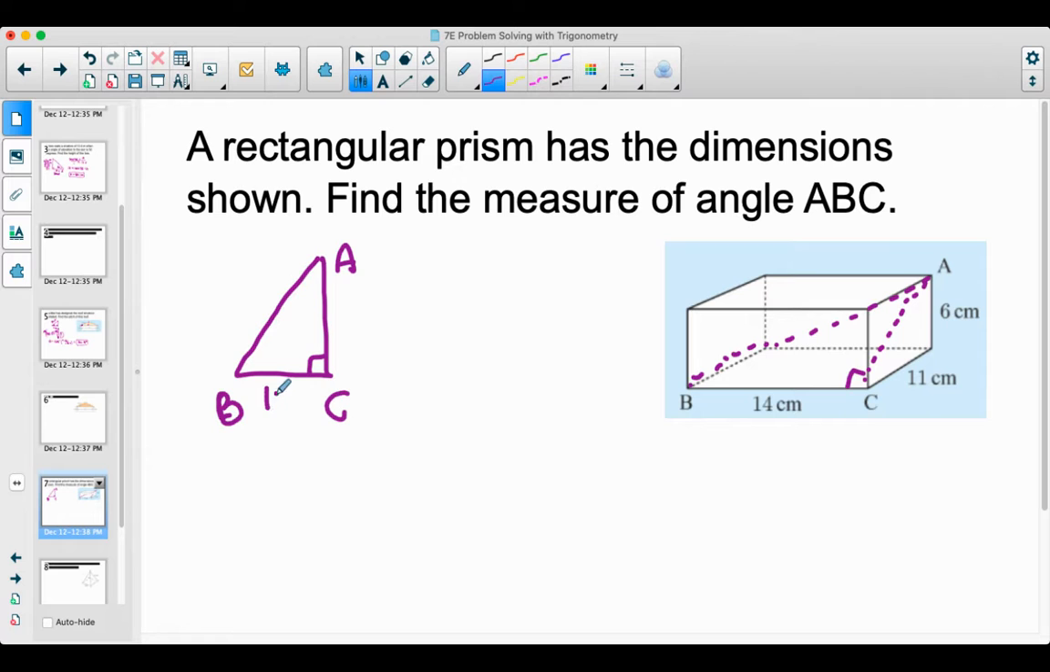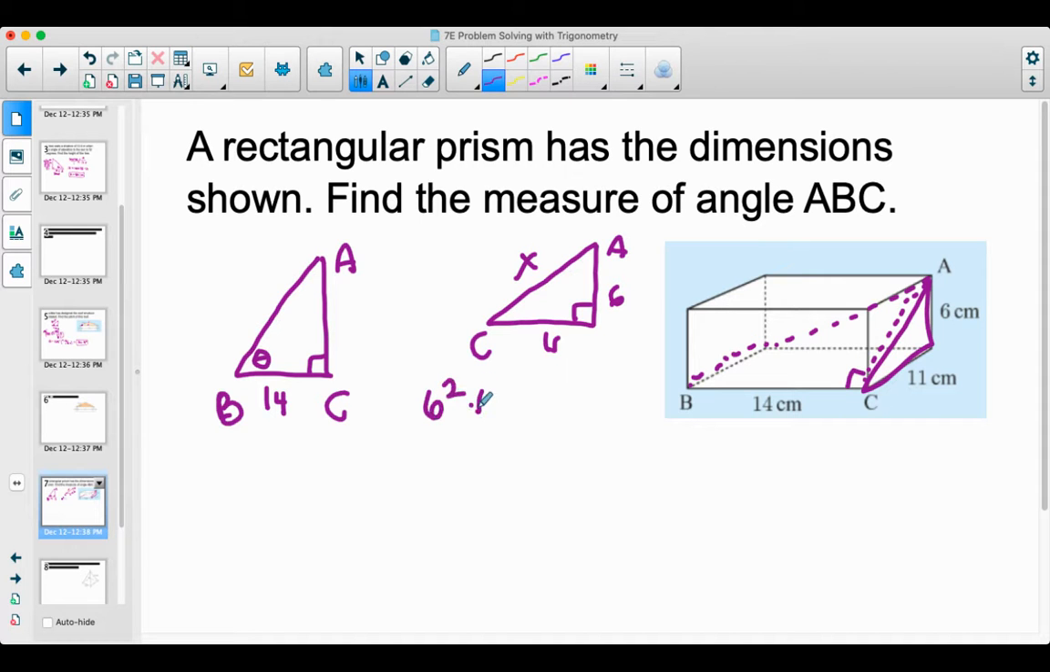And we know BC is 14. But what we do not know is AC. But we can find it. That's the angle we're looking for, ABC. If you look at this side here, we know this is 6 and this is 11, and that diagonal is AC. So I can use what we call Pythagorean theorem. This is A and this is C. This is 6 and this is 11. And so I can find that value there by using Pythagorean theorem.